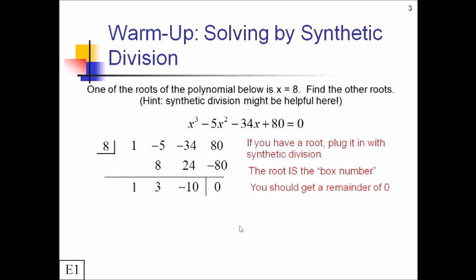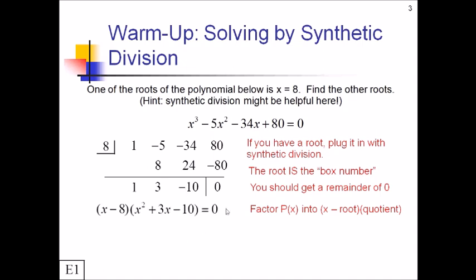The cool thing about this, though, is that since this 8 gave us a remainder of 0 and we have a factor of the polynomial, we can actually factor the polynomial into x minus the root times the quotient. So we can split this up into x minus 8, because again, if plugging in 8 gave us a remainder of 0, that means x minus 8 is a factor. And then the other factor is the quotient, x squared plus 3x minus 10.